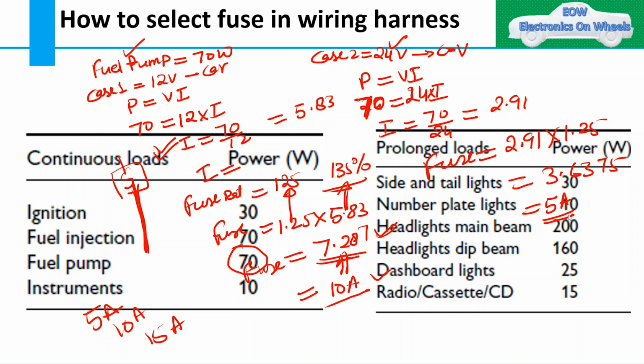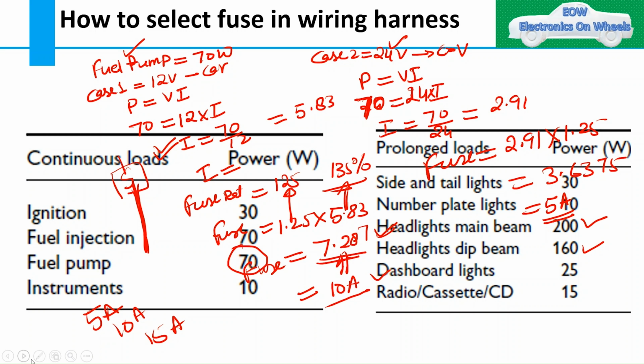So this is clear, and you understood that the same particular fuel pump, if you are using in the case 1 of 12 volt, then you need 10 amps, but when you are going in the case 2 of 24 volt, then you are using the 5 amps of fuse. So similarly, for headlight main beam, headlight dip beam, you can understand how to calculate this particular fuse rating.